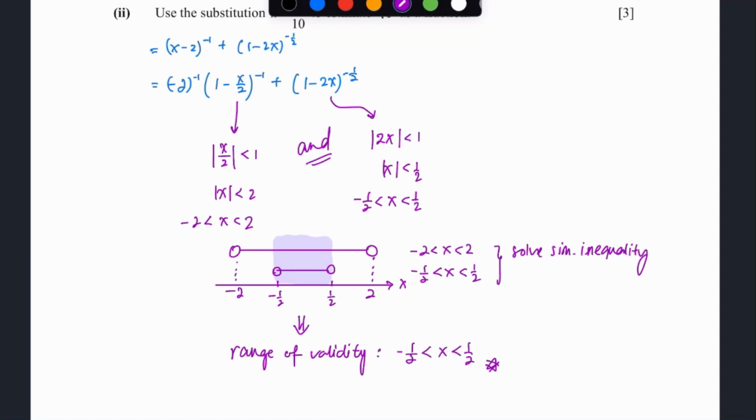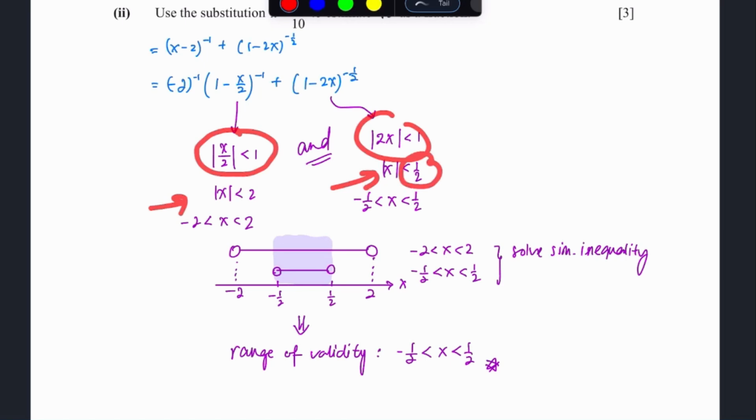However, do we need to write all this stuff? Don't need, because it's only 1 mark. From here, you just need to observe this, write these two things out, then jump straight to the range of validity if you can see it. Do it fast, because this will give you 2, and this will give you half. So take the smaller range, take the half, so that it will give you the overlap.